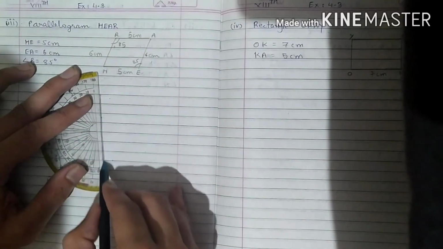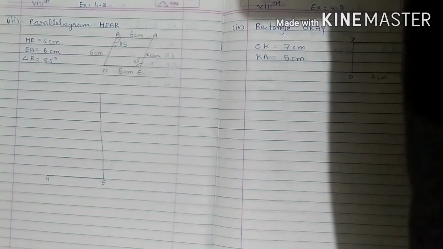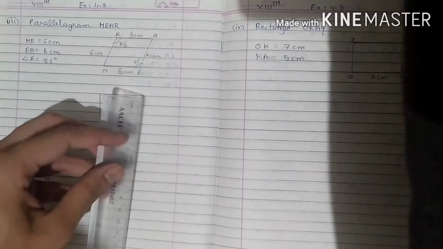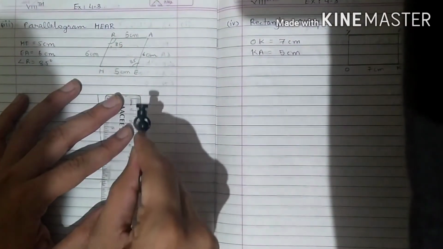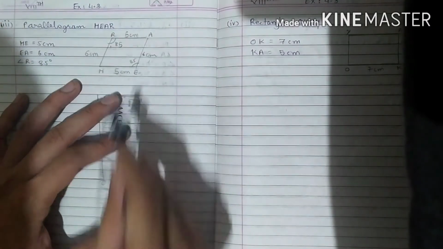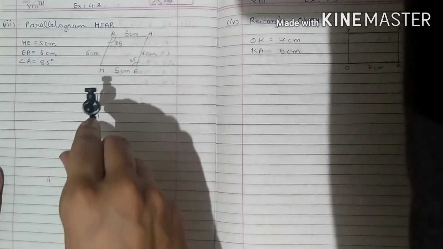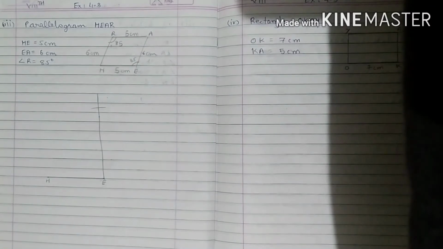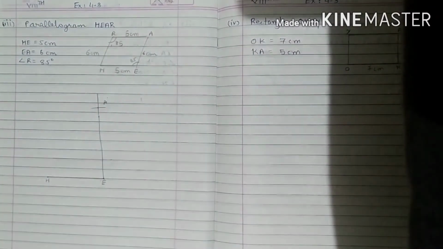Now we will draw EA, which is 6 centimeter, with the help of rounder. Take 6 centimeter on your rounder. Take point E as a center and draw one arc like this. This point is point A. Name it point A.